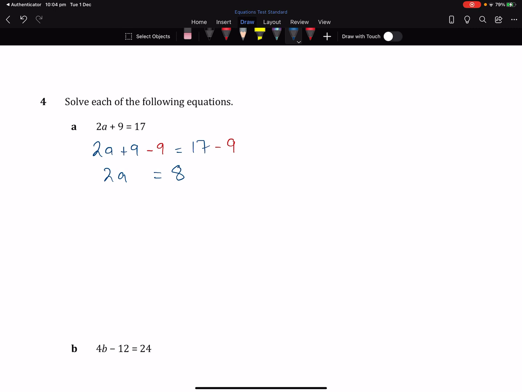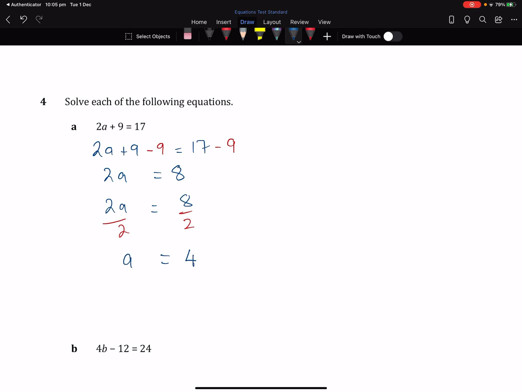Now we're going to undo the 2a. So we're going to have 2a divided by 2 to cancel out that multiplication, is equal to 8 also divided by 2, the same on both sides. And of course, that becomes a is equal to 8 divided by 2 is 4.